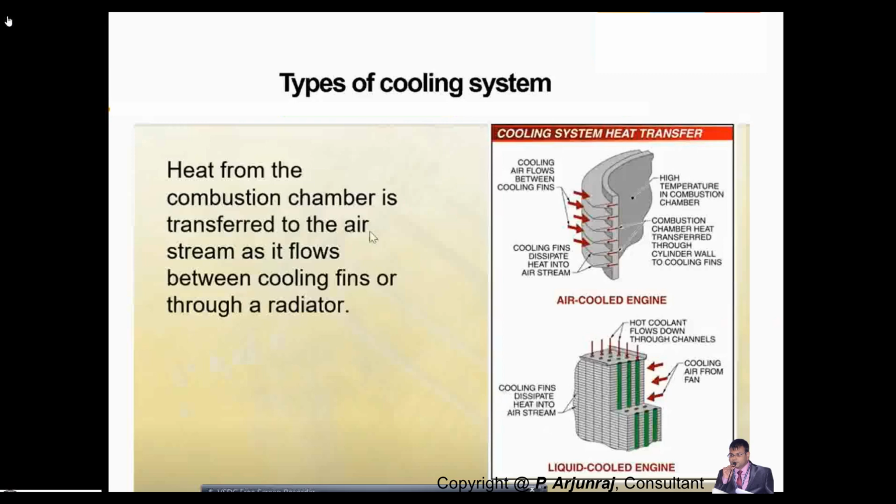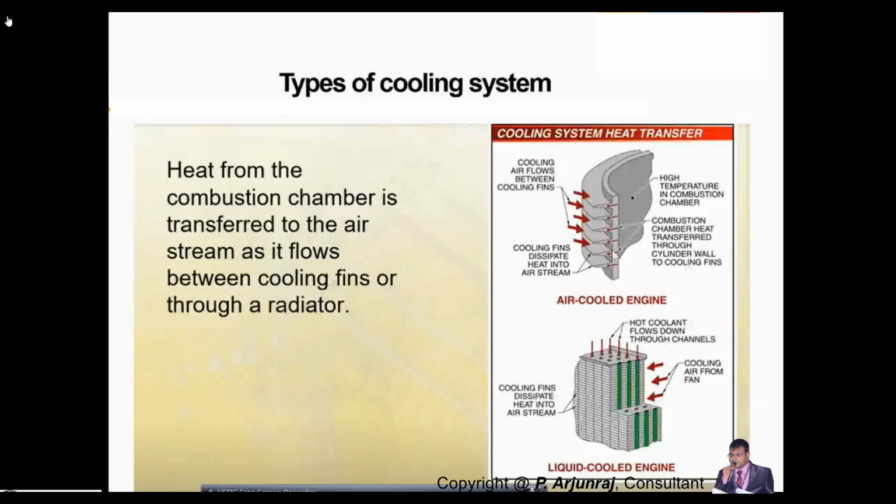So here, basically the main objective is that whatever heat you get out of the combustion chamber in the engine cylinder, you need to reduce that high temperature with the help of the air. So the air can be flowing between the cooling fins in the case of an air cooled system, or it can be through a cooling radiator in the case of a liquid cooling system.